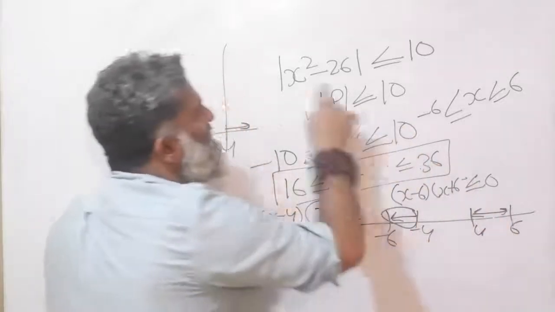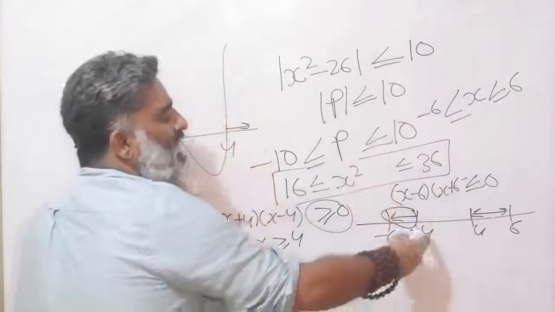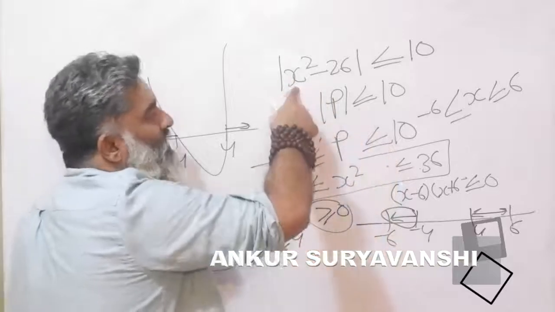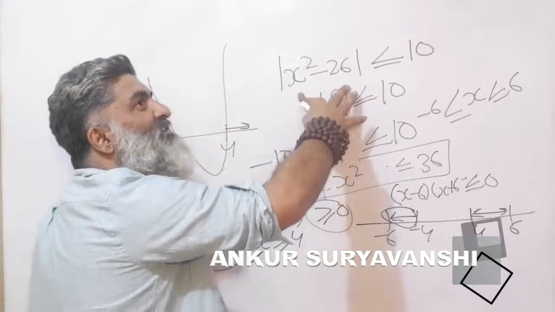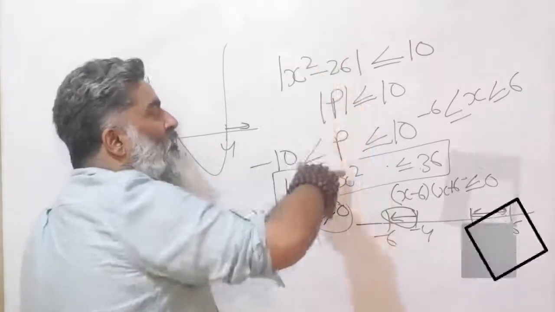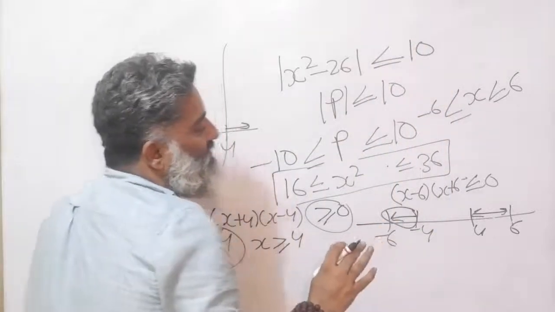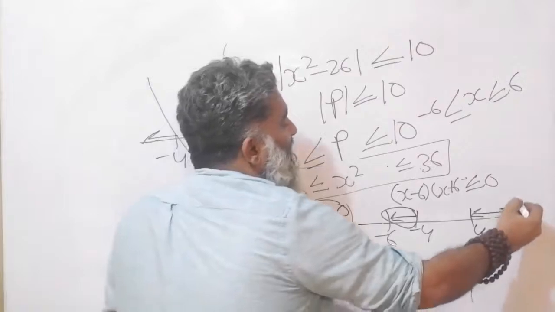Try 6 as well, 6 square is 36, 36 minus 26 is 10, equal to 10 is allowed. And same for the negative values. Try minus 4, minus 4 square is 16, 16 minus 26 is minus 10, mod of that will just give you a 10. Which is equal to 10, so even this minus 4 will work, and I'm sure minus 6 will work as well. We understand better if we try and break the rules.